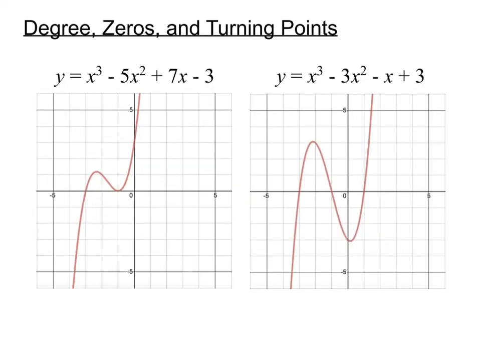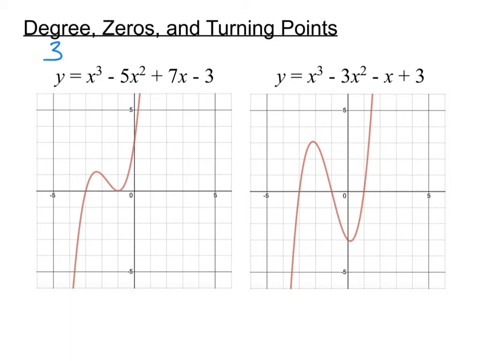Well, let's make more complicated ones. These are definitely a lot trickier to graph. There's a lot more that goes into it, which we aren't going to be necessarily delving into right now. But what we are interested in right now is we're taking a look still at how the degree, and you notice both of those are third degree because the highest exponent is 3, how that degree corresponds to the number of zeros and the number of turning points.